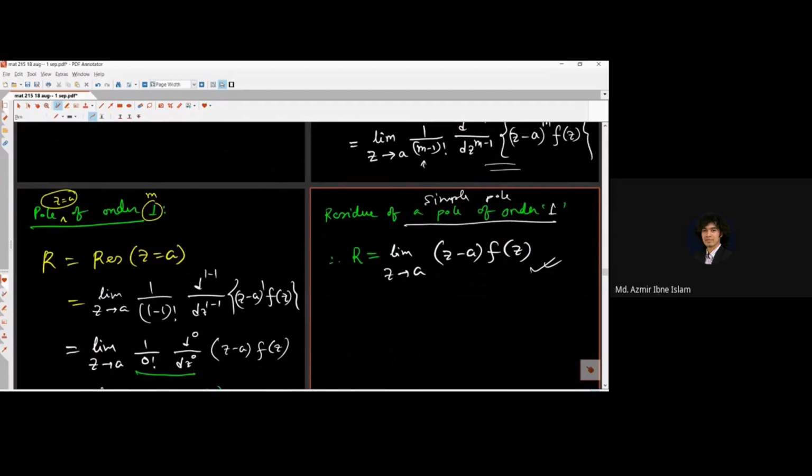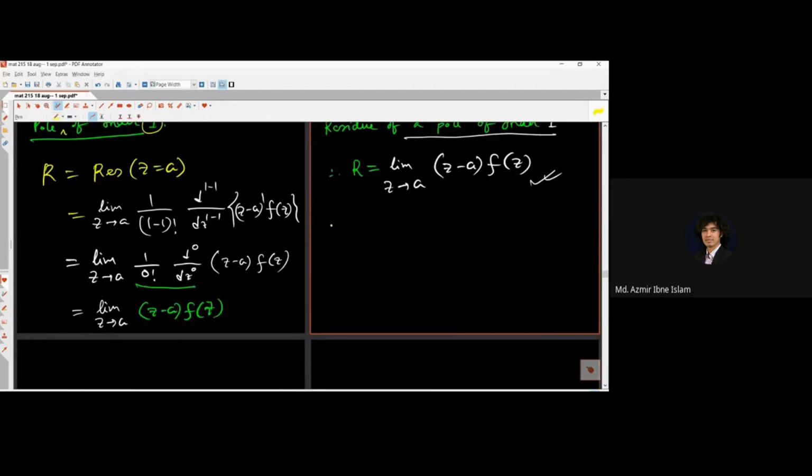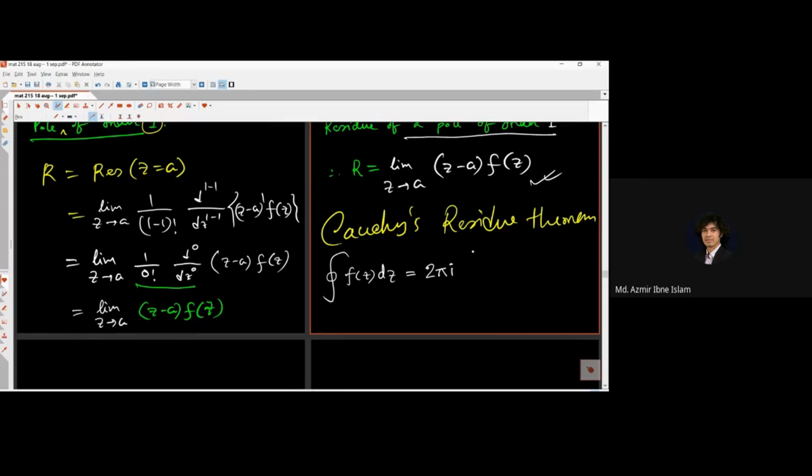And then finally, we are moving to Cauchy's residue theorem. Cauchy's residue theorem is that, let's say we are going to evaluate the integral. Our target is to find the value of this integral. That is equal to, Cauchy's residue theorem says, every integral will be equal to 2 pi i times the sum of all residues. That means we can say 2 pi i.